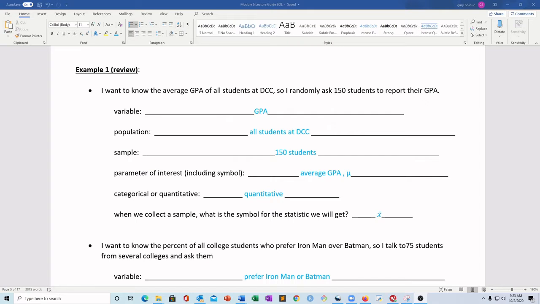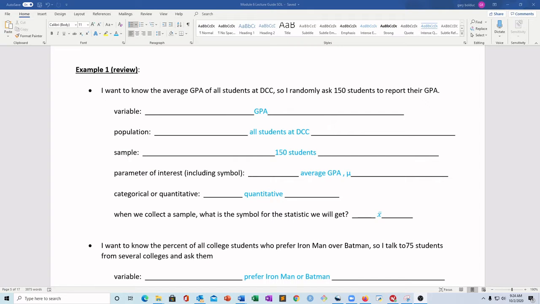So the first one says, I want to know the average GPA of all students at DCC. So I randomly ask 150 students to report their GPA. What's the variable? Well, what am I asking of each student? I'm asking for their GPA. What's the population? Well, what's the big group that I want to learn about? I want to learn about all students at DCC. My sample? Well, remember the sample is just the smaller subset of the population you want to learn about. I ask 150 students, so that's my sample.